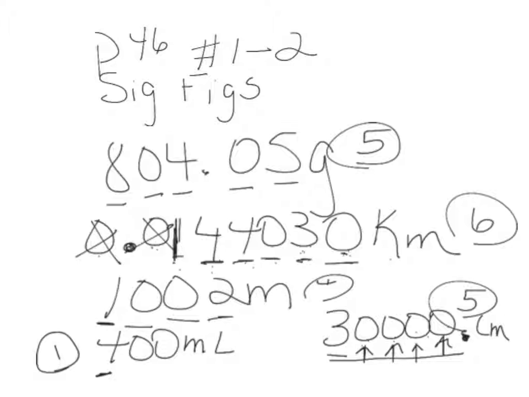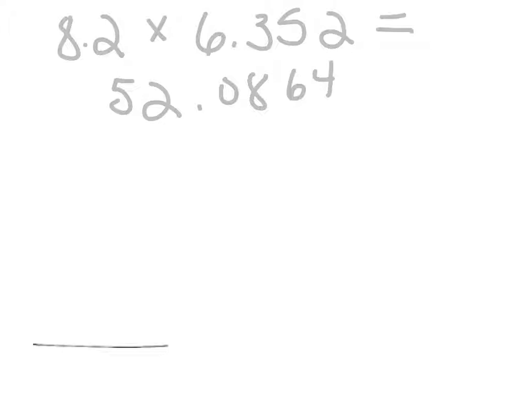Now do letter F and then do number 2, and you can check your answers in the back of the book. When you're doing significant figures and you're doing any multiplication or division, and then you have this number that gets spit out by your calculator, let's say you have, let me get an example out. Okay, so then in this example, I have 8.2 times 6.352, and then the calculator spits out this number.